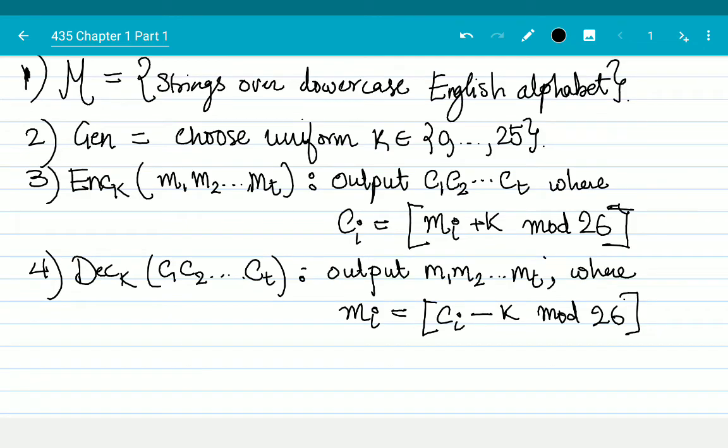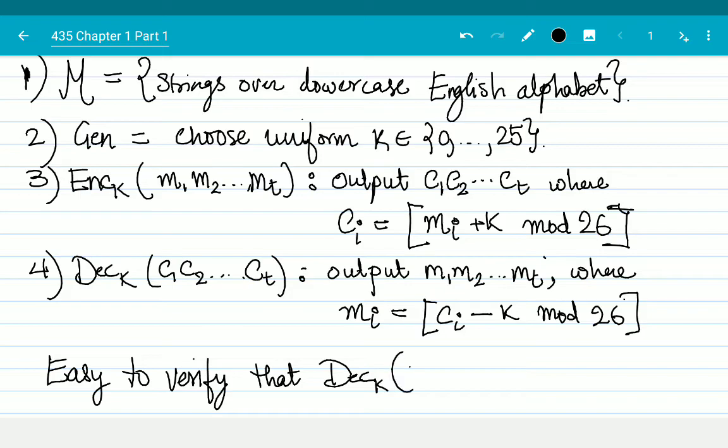Okay, so it is easy to verify that decryption with k of encryption with k of m is equal to m. So it is correct. Great.